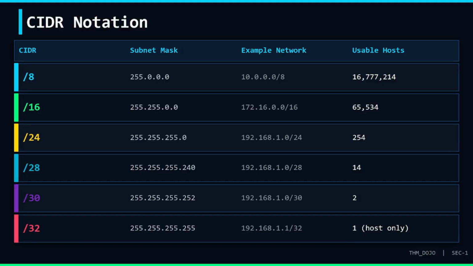Now let us understand CIDR, Classless Inter-Domain Routing. This is the notation used for understanding networks, subnet masks, and how many usable hosts are possible. /8 tells us that 16,777,214 usable hosts are possible. /16 tells us that 65,534 hosts are possible. /24 tells us that 254 hosts are possible.